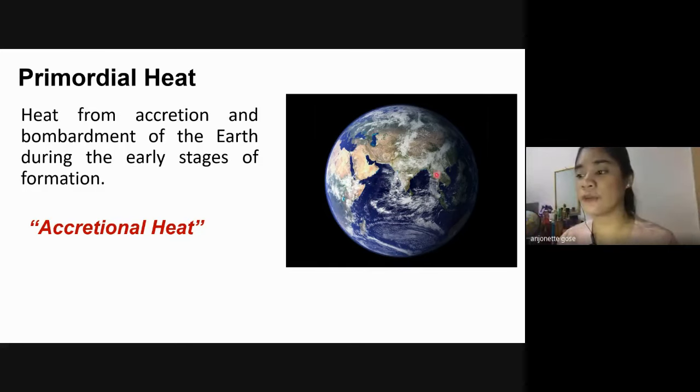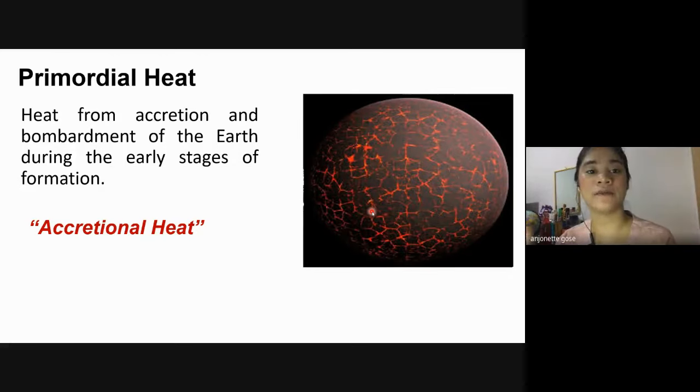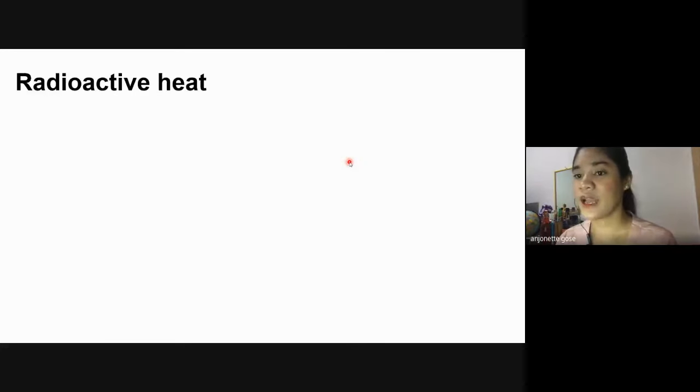But before na ito yung maging itsura niya, yung kanina, ito yung early picture ng Earth natin because of the accretional heat. And that is one of the sources of Earth's internal heat, the primordial heat. Basically, the primordial heat is present doon sa mantle. Ang mantle natin ay made up of magma. So, itong mga orange na yan ay yung mga magma. Clear?